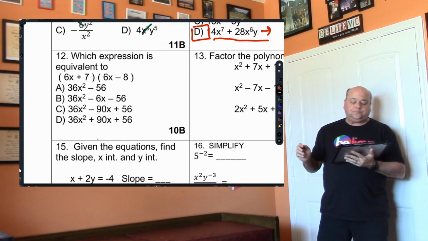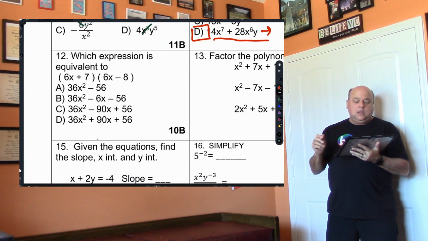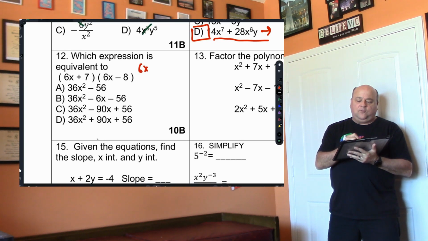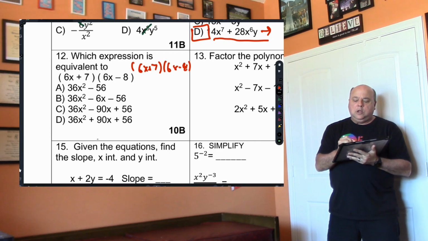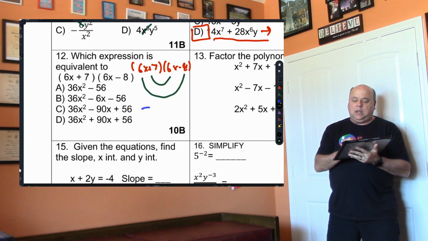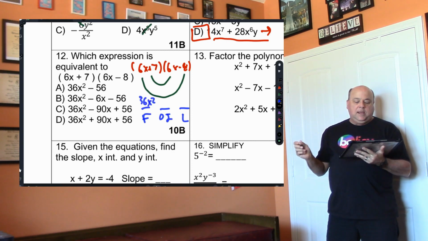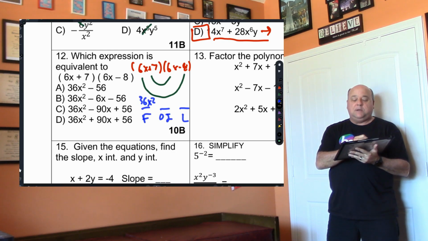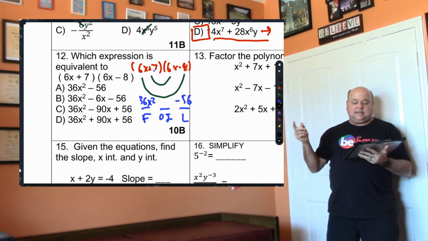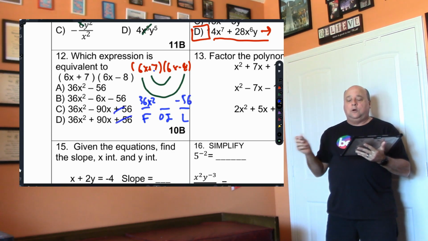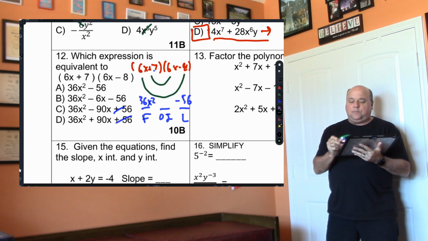Number 12. We're going to multiply here. I'm going to do the full method. You can do the box if you want to. I'm going to draw my arches, and then I'm going to draw my 3 blanks. This is first, outside, inside, last. So 6x times 6x is 36x squared. It's got to start off with 36x squared, which means all of them work. Positive 7 times negative 8 is negative 56. It's got to end in a minus 56. These two are wrong.